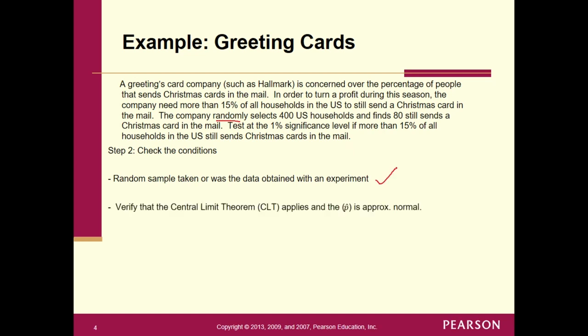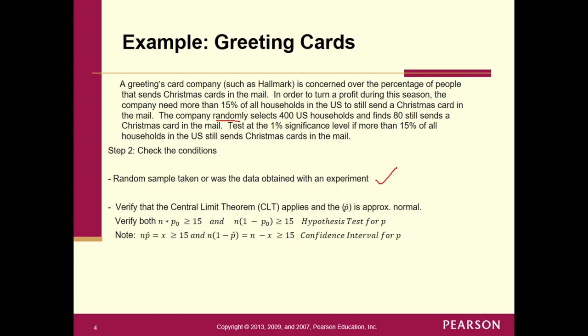Verify the central limit theorem applies and that the sampling distribution of p hat is approximately normal. Okay. So we've got to verify that n times p sub 0 and n times 1 minus p sub 0 are both greater than or equal to 15. Remember, that's for hypothesis testing. And remember, for confidence intervals, it's slightly different.